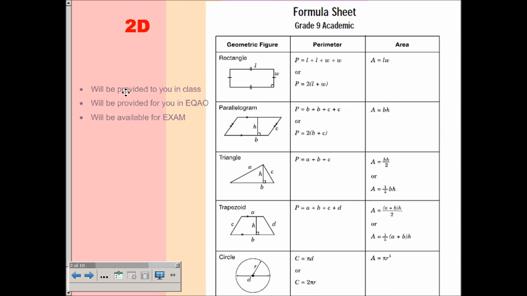So as I said before, you're going to be provided with your own copy of this formula sheet for you to keep. You can make notes on it and annotations for yourself. You also get a brand new one for your EQAO exam. You don't need to bring the old one. And for your final exam in this course, you will also be provided with formulas like these. You don't have to memorize them.